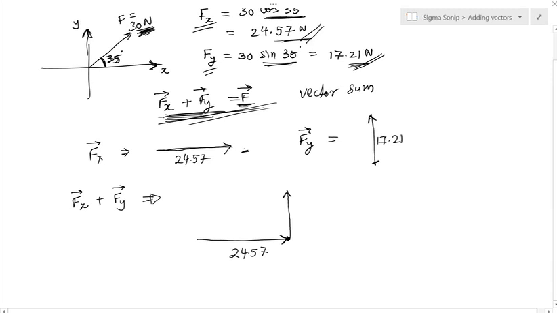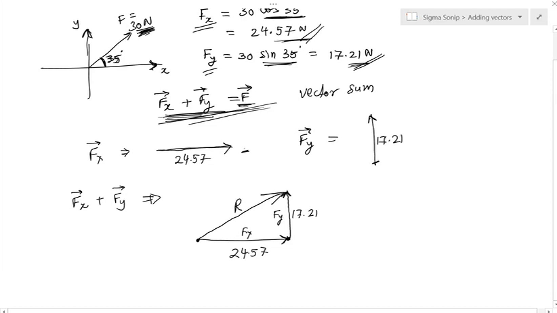So this was 24.57. This is my Fx. This is my Fy, and that is 17.21. And the resultant vector, when you add them together, always is the vector which starts from the starting point and finishes at the tip of the last vector. So this is the last vector. I need to draw that. That is my resultant vector R.